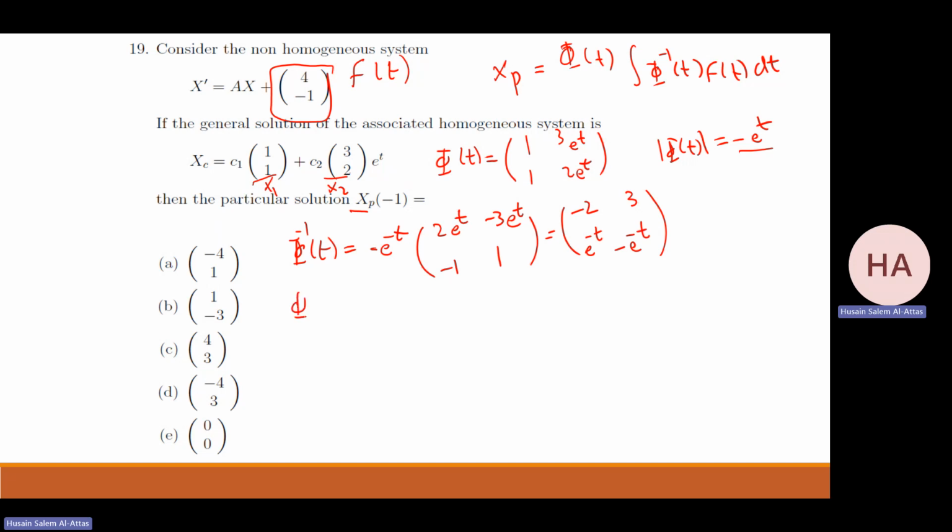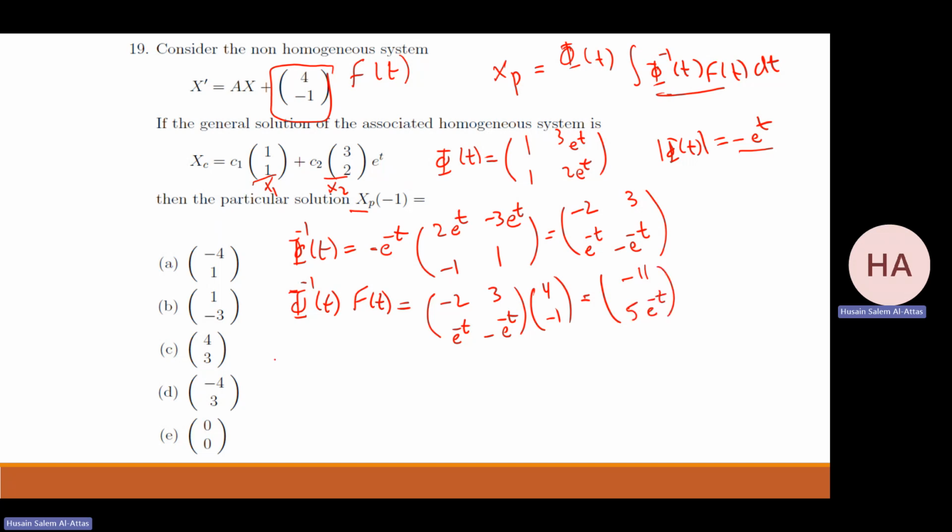Okay, now let me do Φ inverse t times f of t. I will do this, then I will integrate it. That will be what? Minus 2, 3, e to the minus t, minus e to the minus t. What is f of t? 4 and minus 1. That will be what? That will be minus 8 minus 3. It's minus 11. Okay, and this is 4e to the minus t plus e to the minus t, so it's 5e to the minus t. Now integrate it. Hopefully the calculations are okay. That will be minus 11t, minus 5e to the minus t.